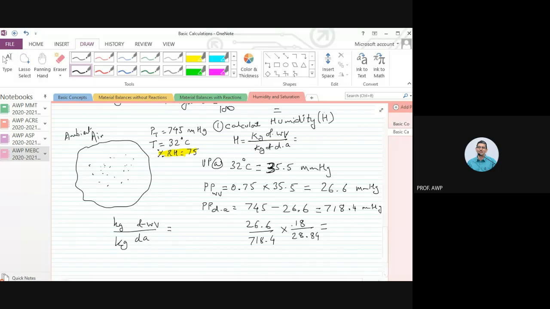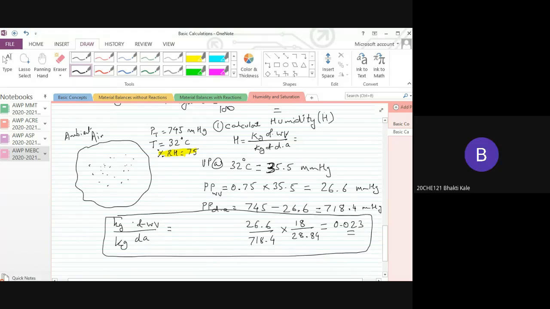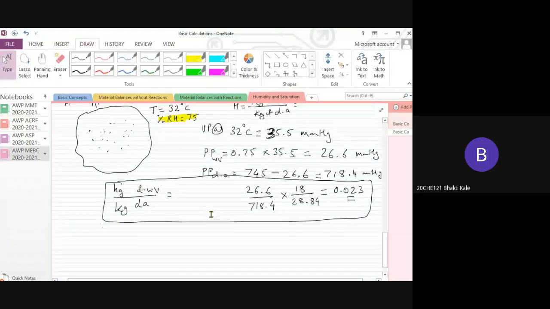Is that okay? Yes, sir. So this would be 0.023 kgs of water vapor per kg of dry air. Now, are you comfortable? Is that okay? Can we go ahead? Yes, sir. Thank you, sir. Yeah, no problem.